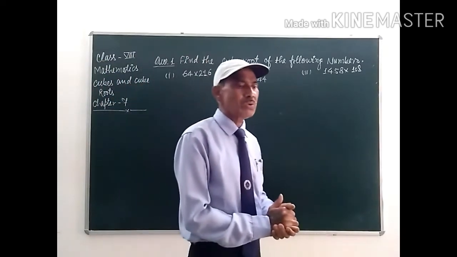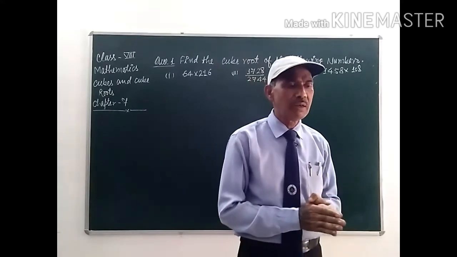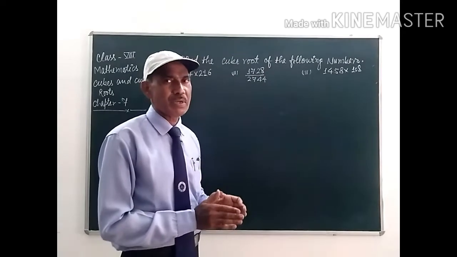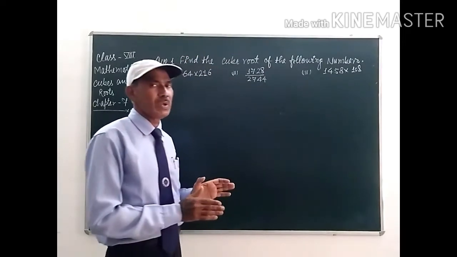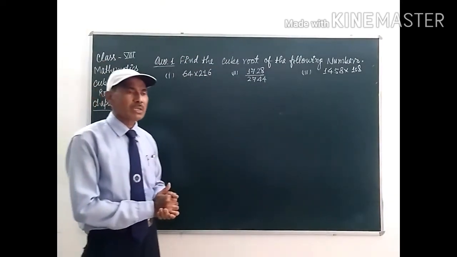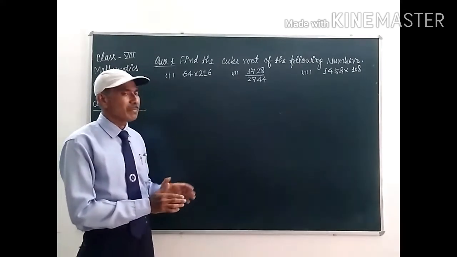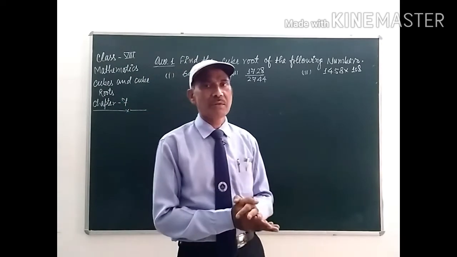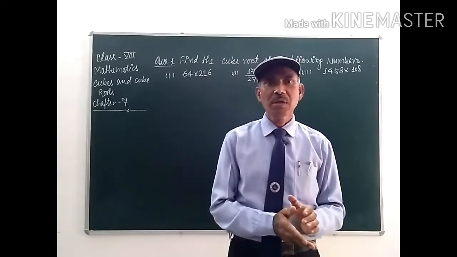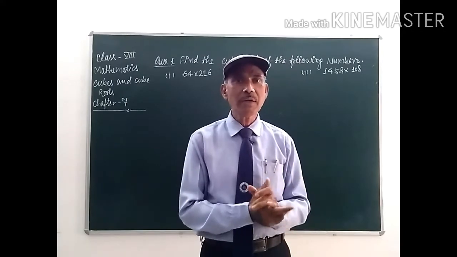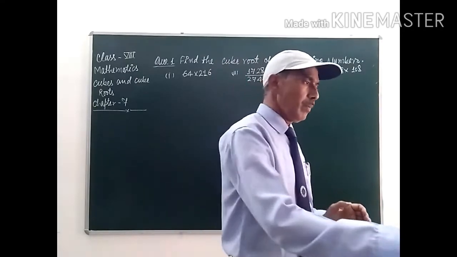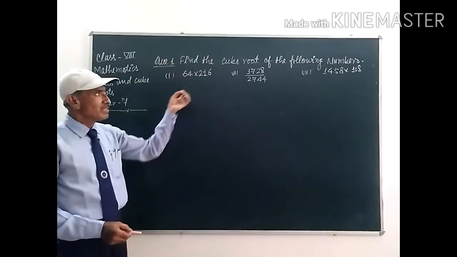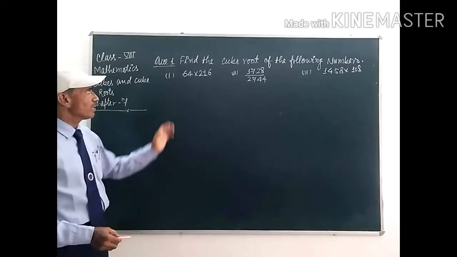Okay, students. First of all, we have to understand the concept. What is the concept? If you are going to find the cube root of any number, then you have to use the prime factorization method, which you have already used in exercise 7.2. So, by using the prime factorization method, we will find the cube root of these numbers. Okay, so the first number is given here.